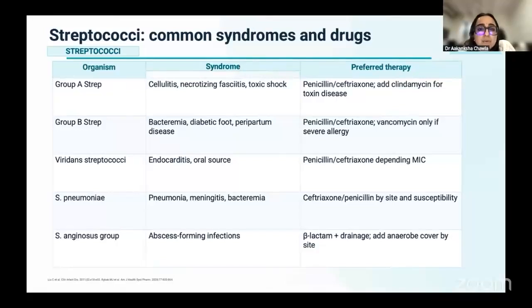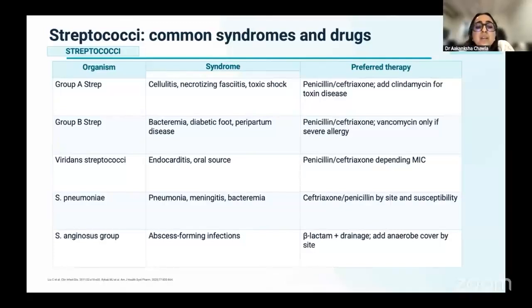Then for streptococci, there are certain common syndromes and drugs. Group A streptococci can cause cellulitis, necrotizing fasciitis, toxic shock. So drug of choice is penicillin, ceftriaxone, and you add clindamycin for toxin disease. Group B strep: bacteremia, diabetic foot, peripartum disease. Again, penicillin, ceftriaxone, vancomycin only if the patient is allergic to penicillin. Strep viridans: endocarditis, so penicillin, ceftriaxone, depending upon the MIC.